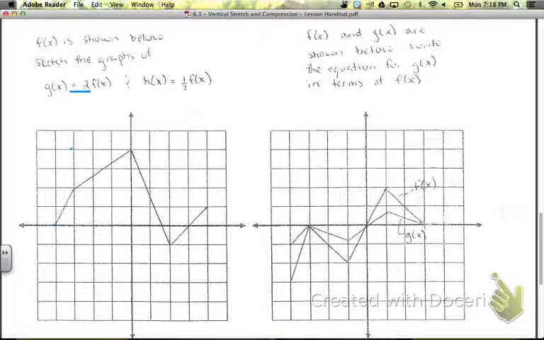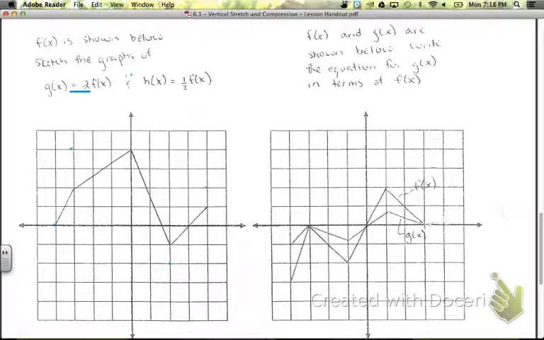This point here, that is at (0, 4), multiply the 4 by 2, and it's going to be (0, 8), which would be somewhere about up here. Our graph's not quite big enough. Now this point down here, that is at (2, -1), is now going to become (2, -2). And this point here, which is at (4, 1), is now going to become (4, 2).